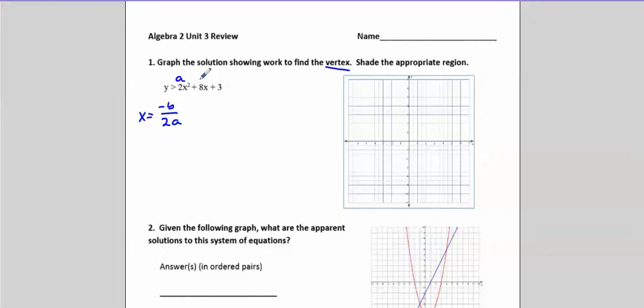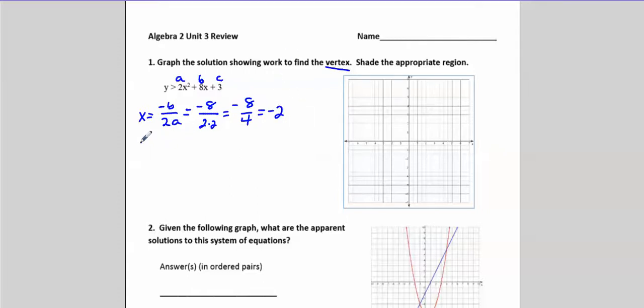So remember, this is your a, b, and your c. So that would be negative 8 over 2 times 2, negative 8 divided by 4, which is negative 2. So negative 2 is the x-coordinate.